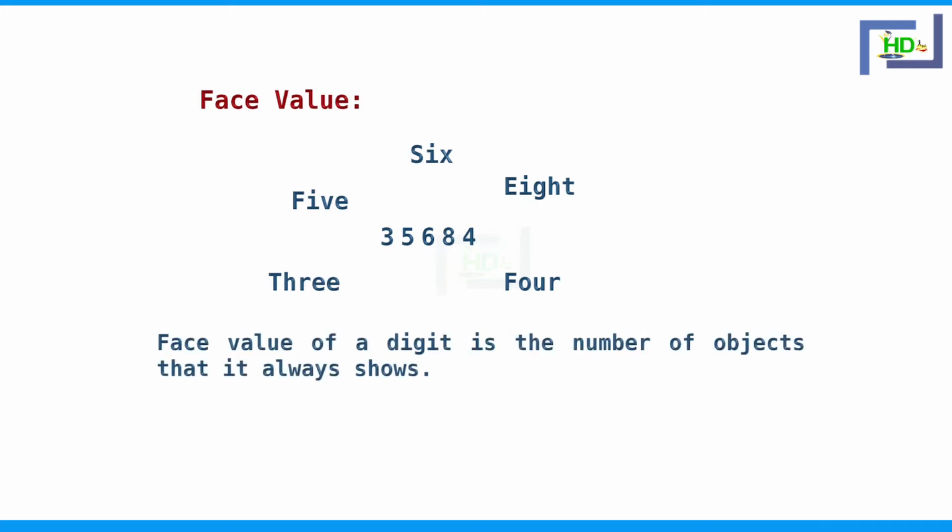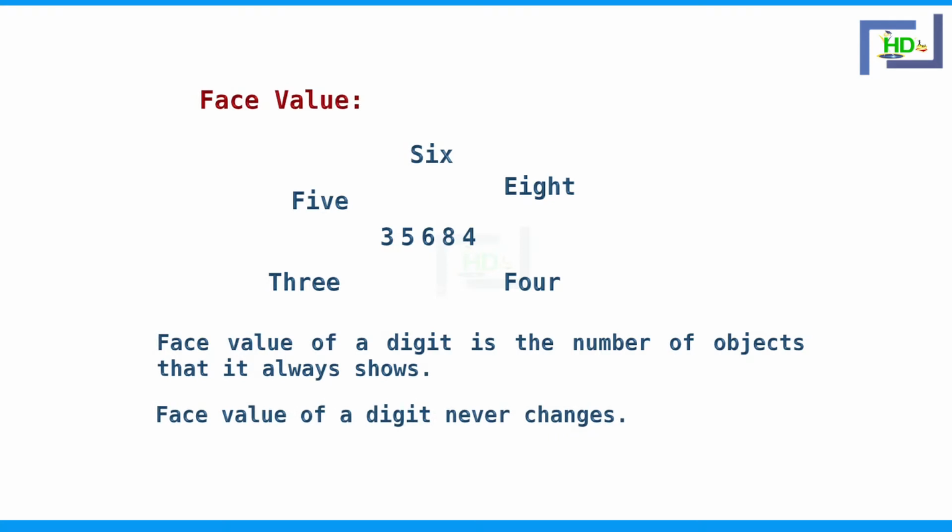Take a 5-digit number. Consider a 5-digit number 35684. Now what is this? This is 4. Now what is this? This is 8. What is this? This is 6. What is this? This is 5. What is this? This is 3. Now these are called the face values of the numbers. That is, the face value of a digit is the number of objects that it always shows. And the face value of a digit never changes.